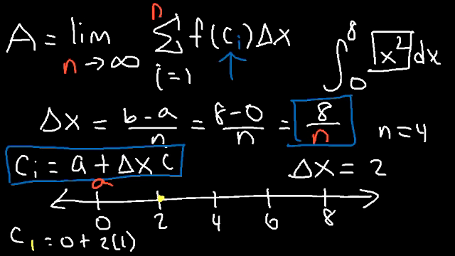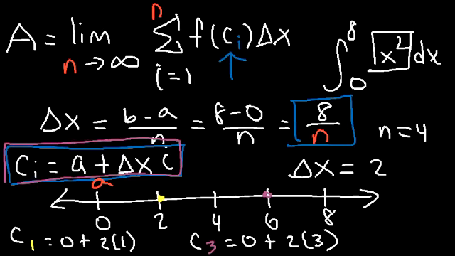Now let's say i is 3. So c sub 3 is going to be a, which is 0, plus delta x, which is 2, times i, which is 3. 2 times 3 will give us this point, 6. So as you can see, this expression c sub i gives you the x value where the rectangles are located. So when i is 0, we get 0. When i is 1, we get 2. When i is 2, we get 4. When i is 3, we get 6. And so forth.